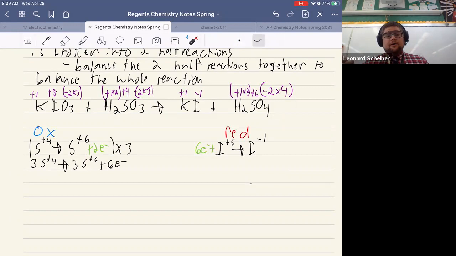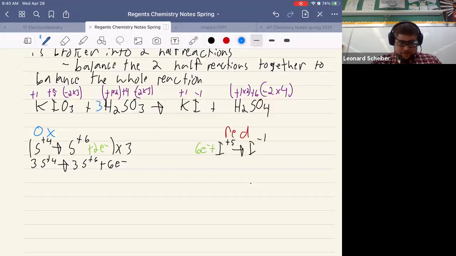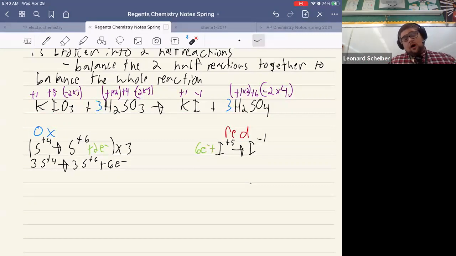And now that our two half reactions are balanced, we're going to use these ratios up in here. So we got to throw in some 3s. So we should have 3 S plus 4 here, and we should also have 3 S plus 6 there. And now, if we look at it, we have 12 O's and 12 O's. We have 1 I and 1 I, 1 K and 1 K. We have 6 H's and 6 H's and 3 S's and 3 S's, all balanced.